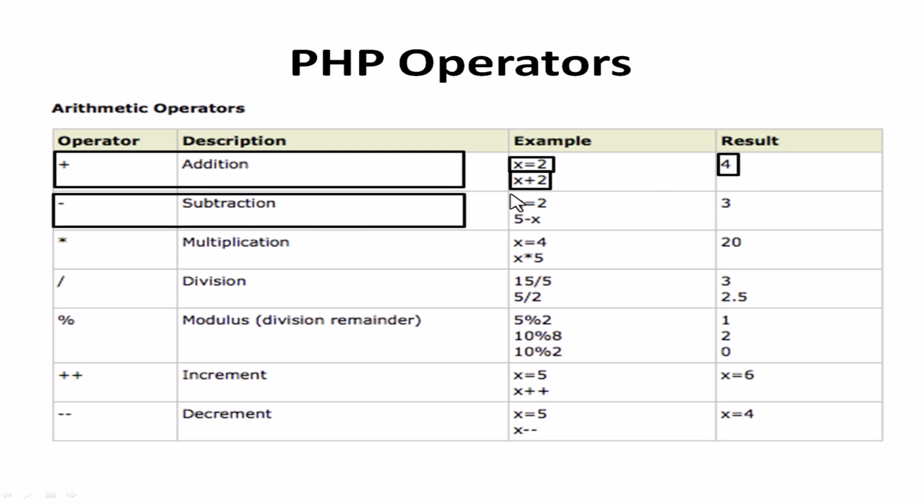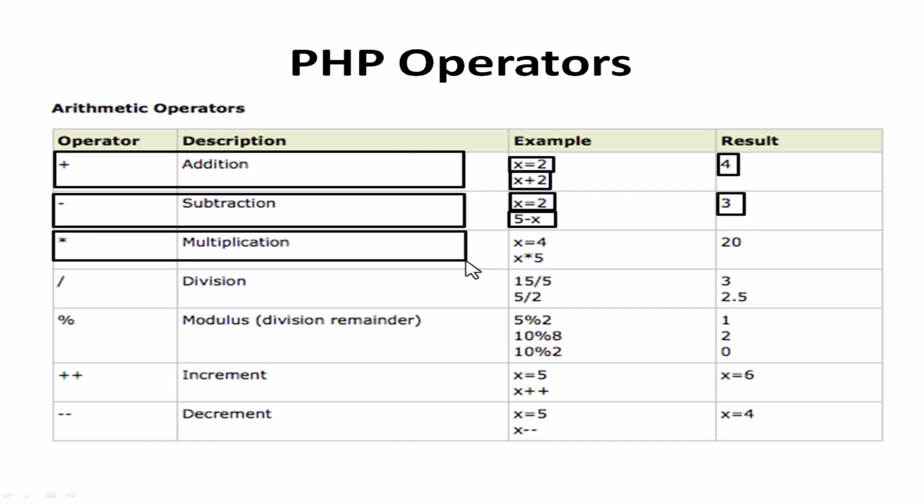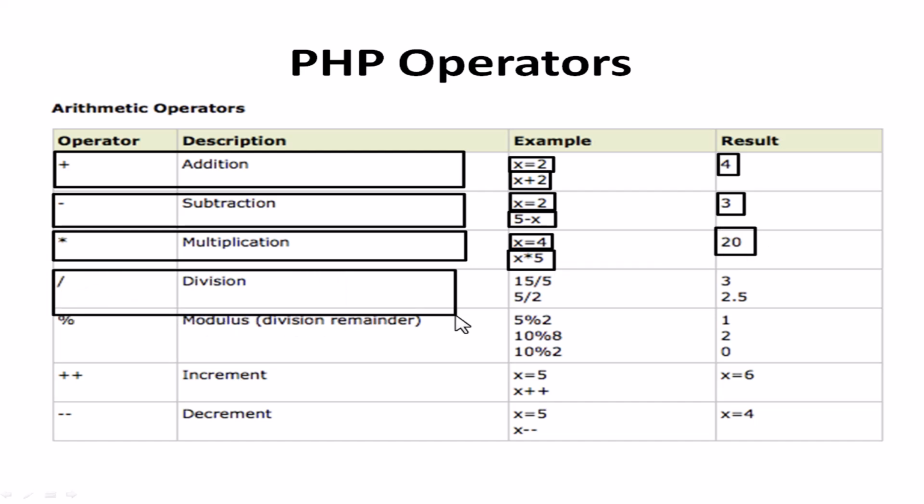Next one is subtraction, where you are able to make the subtraction. The existing value x is equal to 2. So now 5 minus x. Now 5 is a value, so 5 minus 2, the resultant value is 3. Third one is multiplication, where you are going to perform the multiplication. The existing value x equal to 4, and x into 5 means 4 into 5, the resultant is 20.